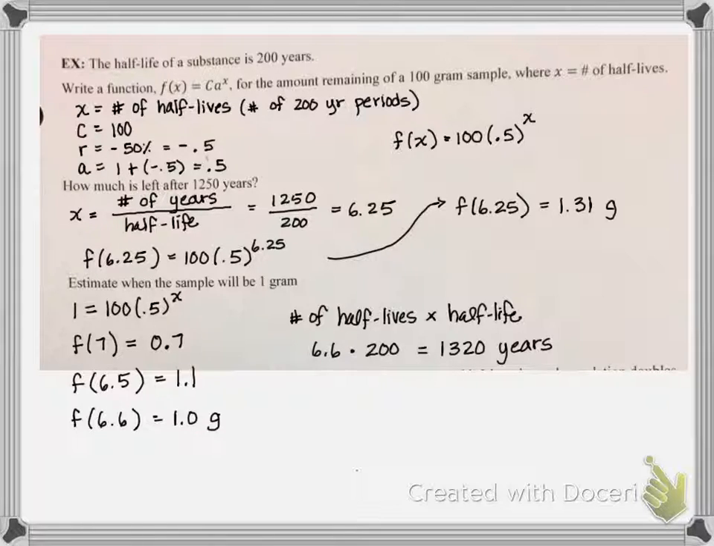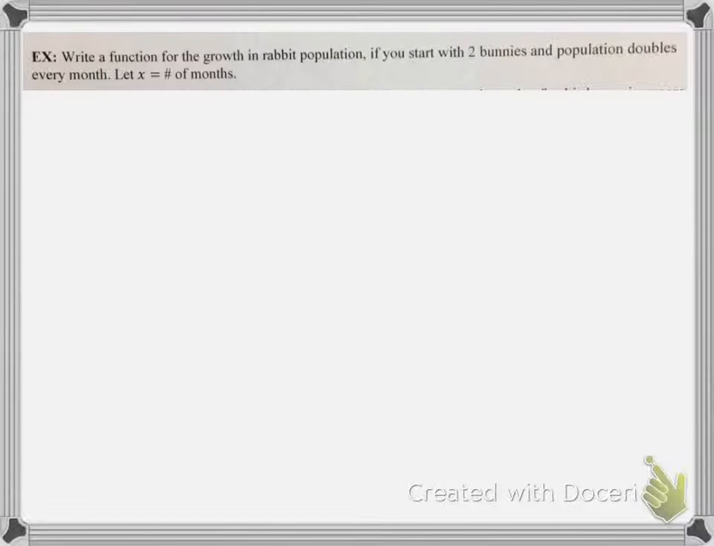And so again, the tricky part of this is just thinking about the period of time correctly, right? Remembering what your X represents in terms of the number of half-lives rather than the number of years. So let's look at rabbits. I'm sorry I didn't give you more space on this one, but we won't need that much space. We're just going to write a function.